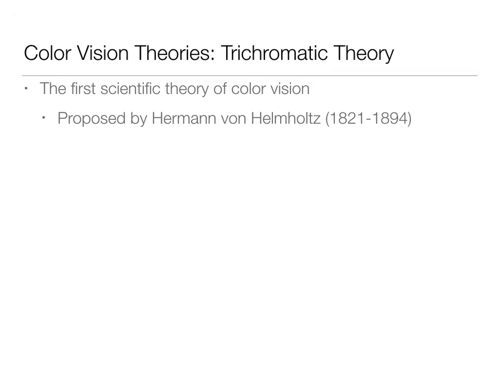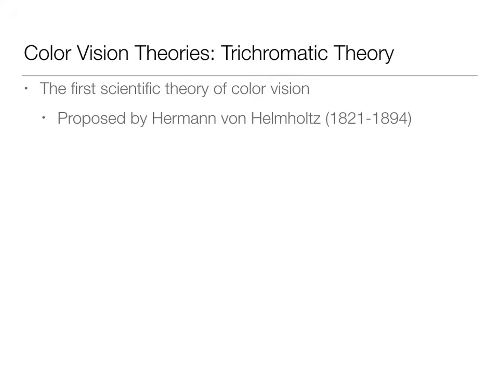Tri means three, so we're talking about three pieces of color, chromatic, right? So it's a theory about three colors is really what this trichromatic theory is. It was the first scientific theory of color vision, so it's also a really great historical theory. And it was proposed by Hermann von Helmholtz a really, really long time ago in the 1800s.